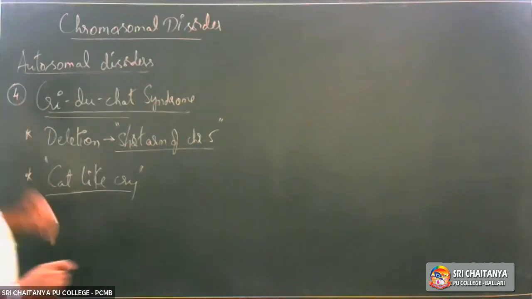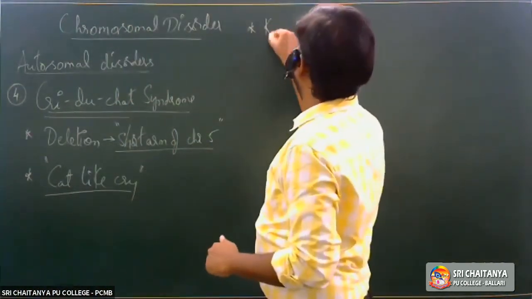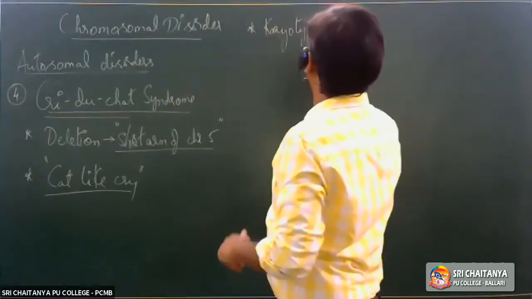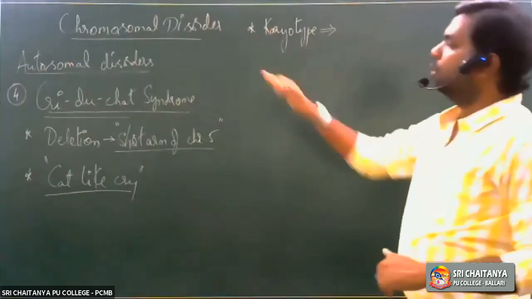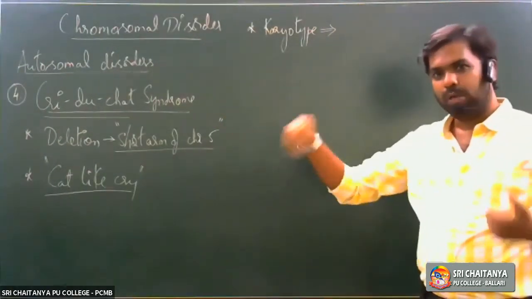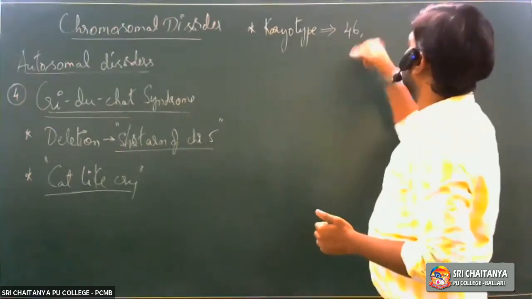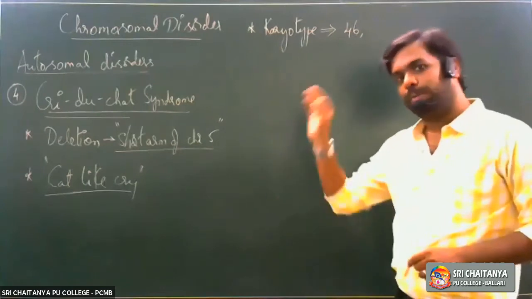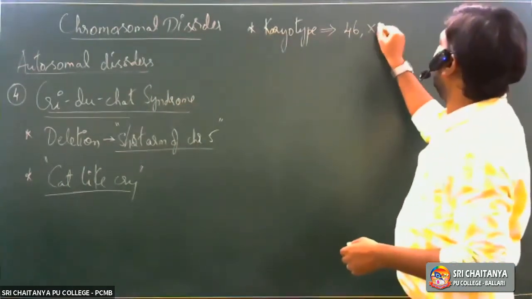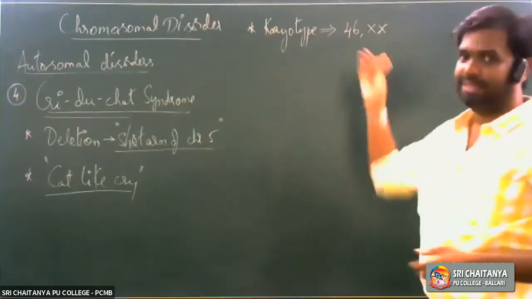How do we designate the karyotype of these individuals? The chromosome number is constant, so there is no trisomy or monosomy or nullisomy. The chromosome number is 46 here as usual. It could be seen in both males and females, so it could be either XX or XY. It is equally seen in both males and females.